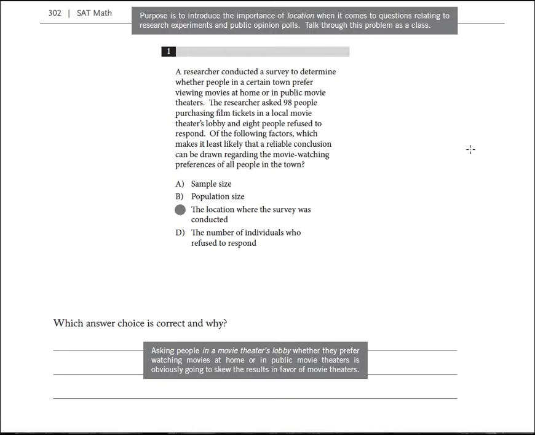So I want you guys to bear in mind that location is equally important. It's really, really important where something is conducted. Because if I conduct something in a manner like this question here, I'm going to bias the results.